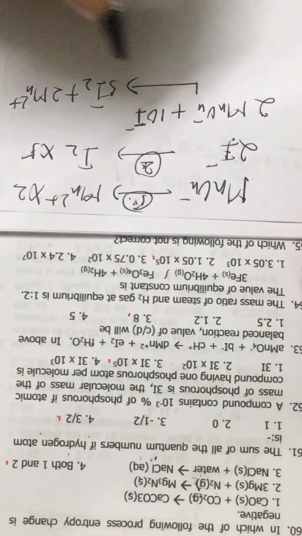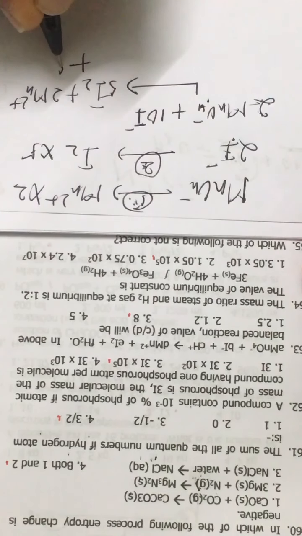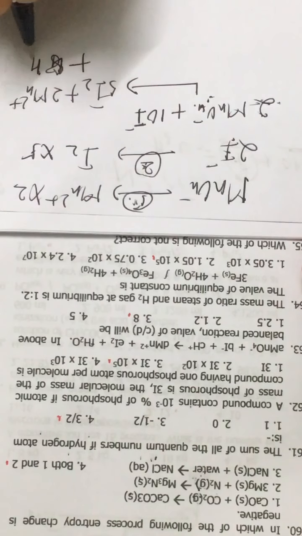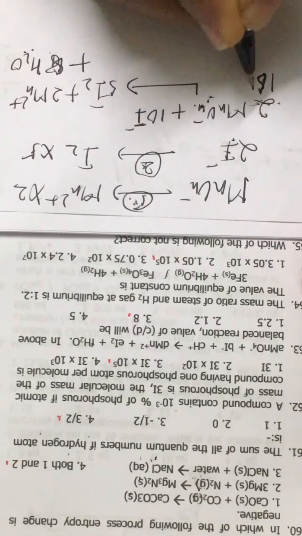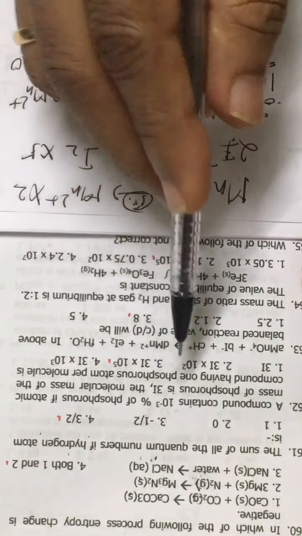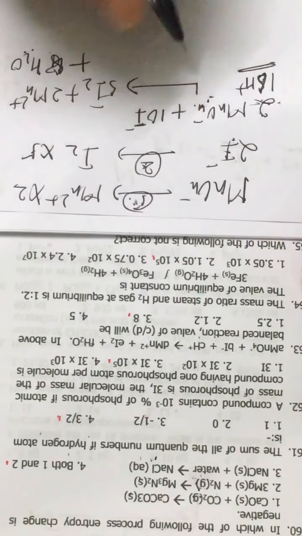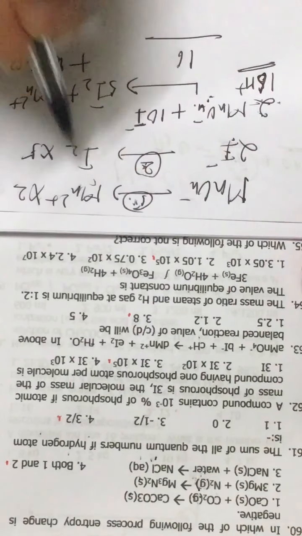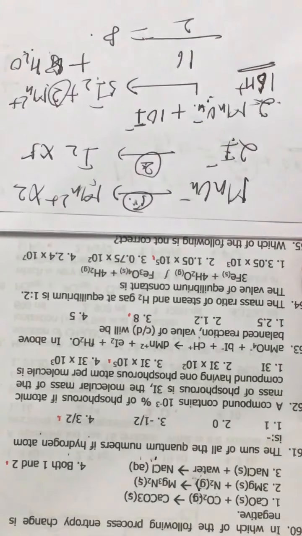Now to balance oxygen, 4 into 2, 8. So we put 8 of H2O. And to balance H positive, it is 16 of H positive. Now the question says the value of C upon D. C is H positive, that is 16, by D. D is actually Mn, and its value is 2. So 16 by 2 is equal to 8. The correct answer is the third option.